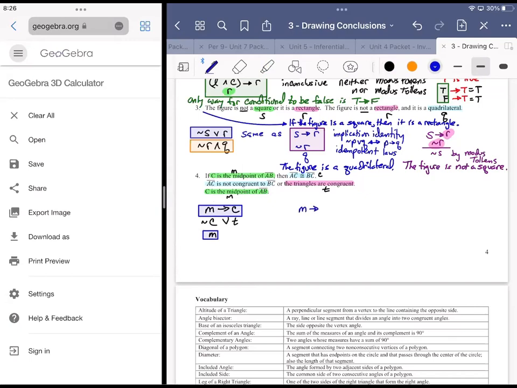M implies C, and M. This is an affirmation of my premise. M implies C. If M, then C. If I am wearing a red shirt, then I'm wearing blue shorts. Hey, guess what? I'm wearing a red shirt. Hey, reasonable to assume that I'm going to be wearing blue shorts. All right. So this is modus ponens.